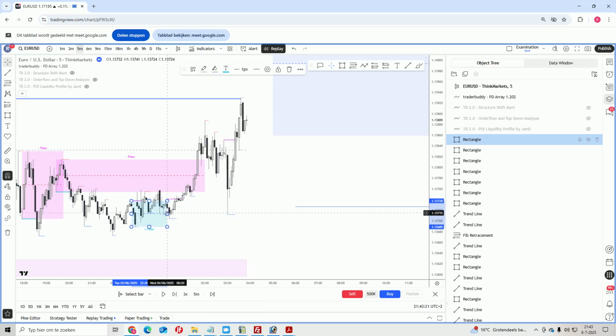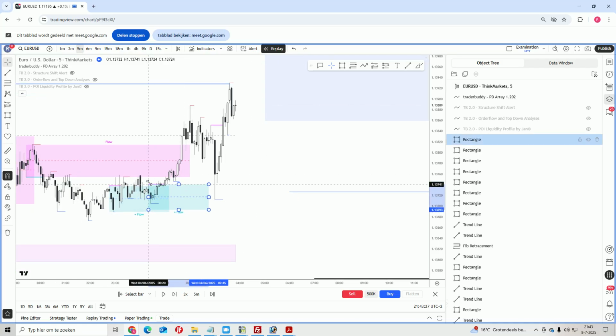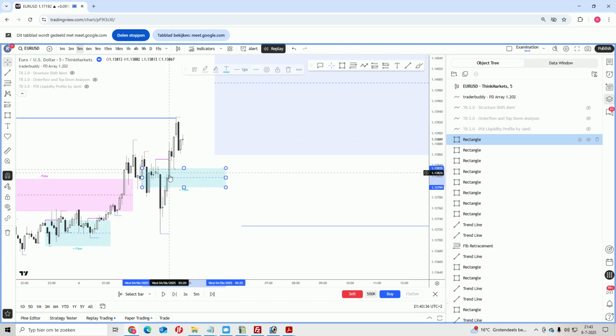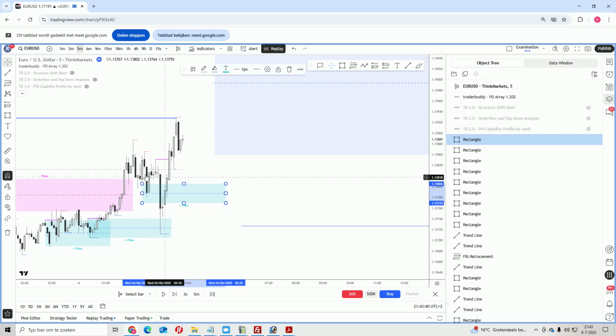Bullish order flow. Okay, here we break up again. We have new bullish order flow. And here we hit the order flow and off we go. Here we have the order flow.